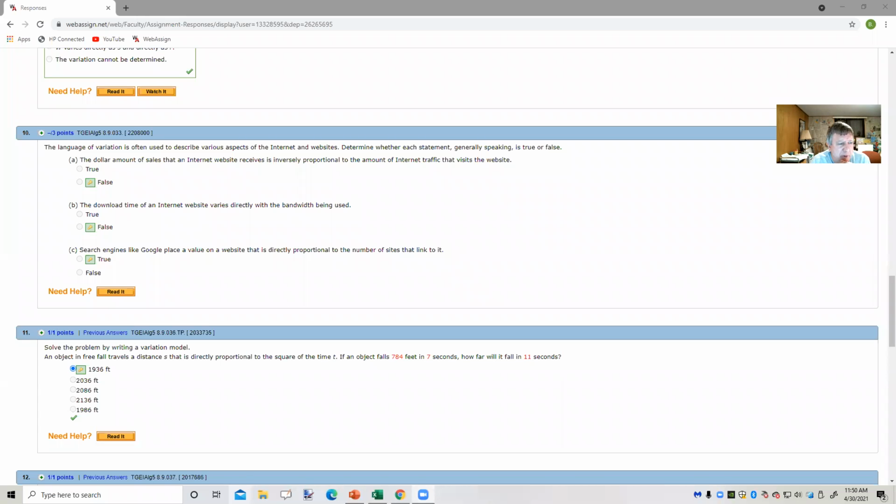So, the language of variation is often used to describe various aspects of the internet and websites. Determine whether each statement, generally speaking, is true or false. The dollar amount of sales that an internet website receives is inversely proportional to the amount of internet traffic that visits the website. Okay, let's think about this.